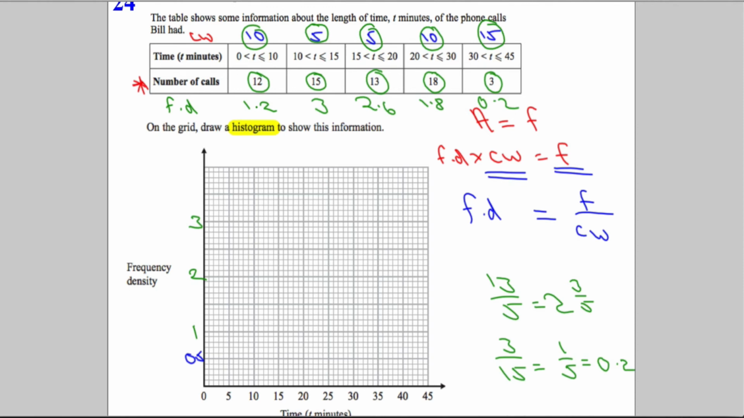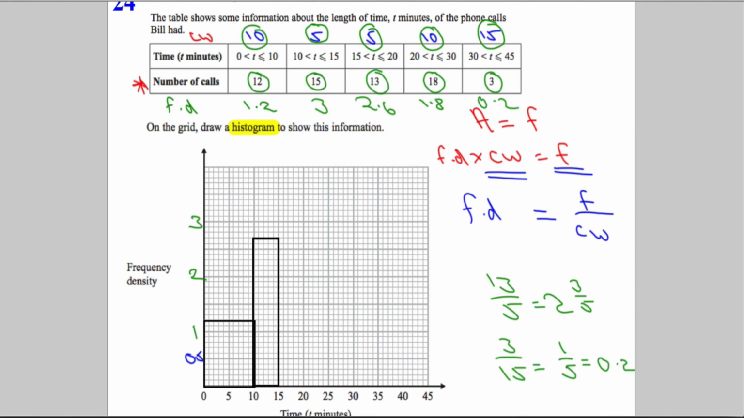Okay, so we now need to draw a rectangle that has a height of 1.2 and a width of 10. So you would get your ruler out and you'd mark it off. I know that the width is going to go from 0 to 10, and it's got to go up to 1.2. Well, that's 1 there. Each line is worth 0.1. It's going to go there. Next, we're going to go from 10 to 15, so a bar width of 5, and the height has to be 3.